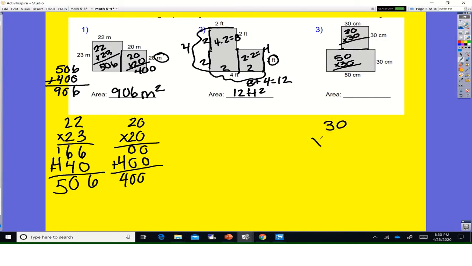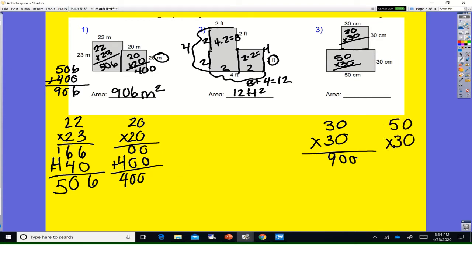So 30 times 30, an easy way to do it, only when you have zeros right here, is you can add 2 zeros. 3 times 3 is 9. Okay, that's one way. If you like to do it the traditional way like we did over here, that's totally fine. Same thing with 50 times 30.